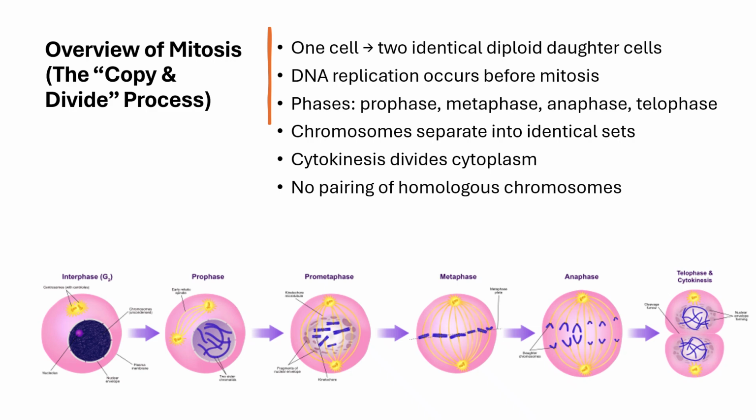Finally, telophase and cytokinesis form two identical daughter cells, ready to carry out normal cellular functions. No homologs pair up in mitosis. It's a very orderly, drama-free event compared to meiosis.